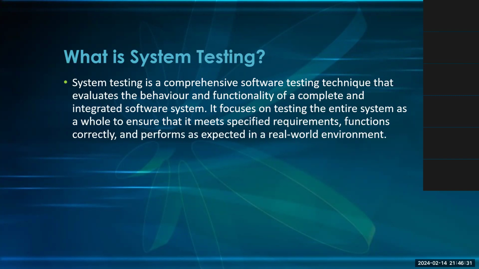And the overall function, behavior, and performance of the software system is being tested when it comes to system testing. By testing the system as a whole, system testing ensures that the software must meet their needs and functions and delivers value to stakeholders.